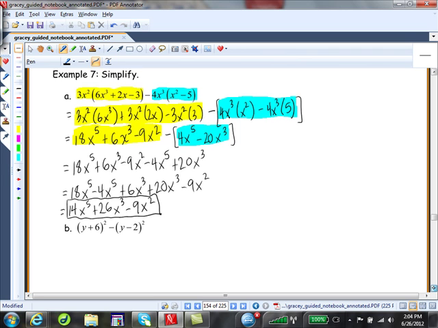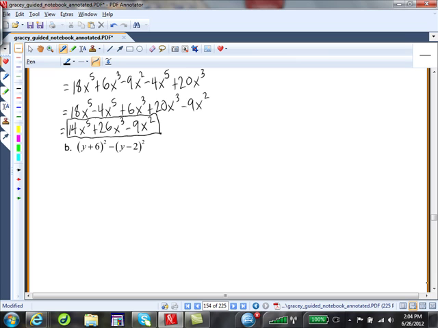Alrighty, part B. Now, here we go. y plus 6 squared is y plus 6 times y plus 6. And then y minus 2 squared is y minus 2 times y minus 2. Now, I'm going to hold the second one from each of them steady, and we'll be distributing through.